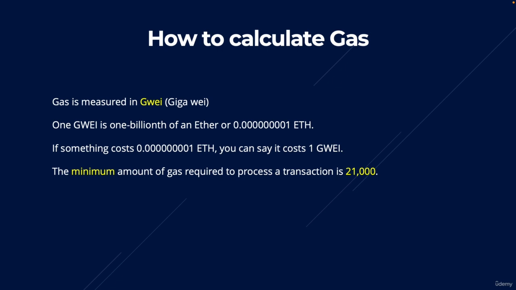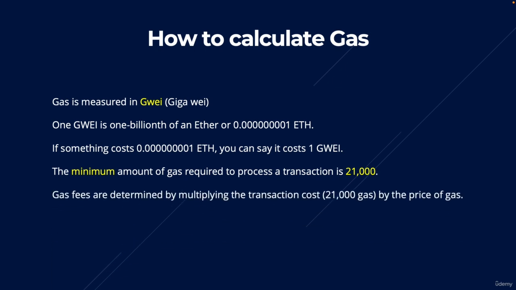The minimum amount of gas required to process a transaction, aka buying an NFT, is 21,000. To calculate your gas fee, you must multiply that number by the average gas cost noted in gigawatt. So let me run through an example and show you exactly what this means in the real world.